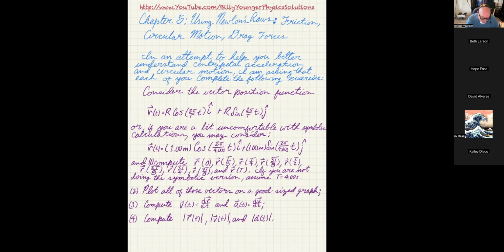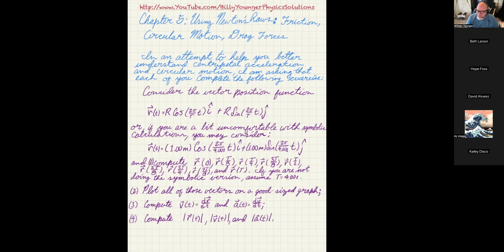So it says, consider the vector position function. So this is what a position vector function looks like as a function of time. We have r, the vector, as a function of t, the time, is equal to capital R cosine 2 pi over T. T, by the way, that capital T that you see is what we'd call the period of rotation, or the period of oscillation or the period of the circular motion.